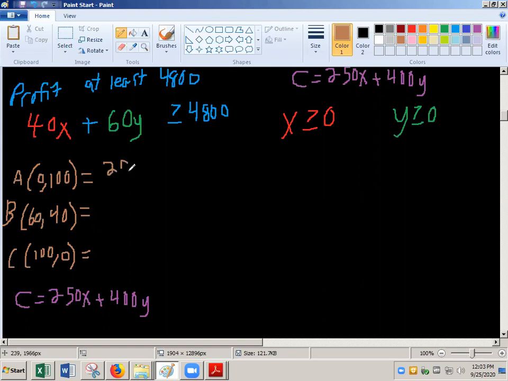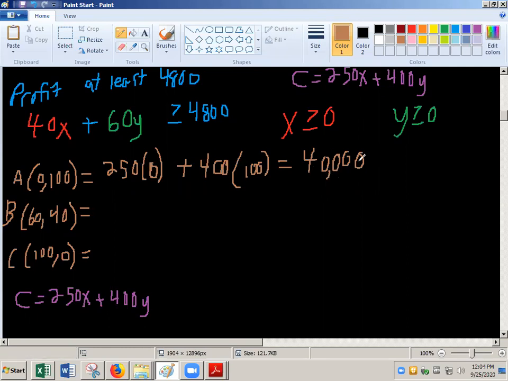So it's 250x, which is 0 for this one, plus 400y, which is 100, equals. Anything times 0 is 0, so I have 400 times 100. I'm just going to take my 400 and slap 2 more zeros on there. Throw a little comma just to make it a little more clear, and we get 40,000 for this first one. For the next one here, we have 60, 40.